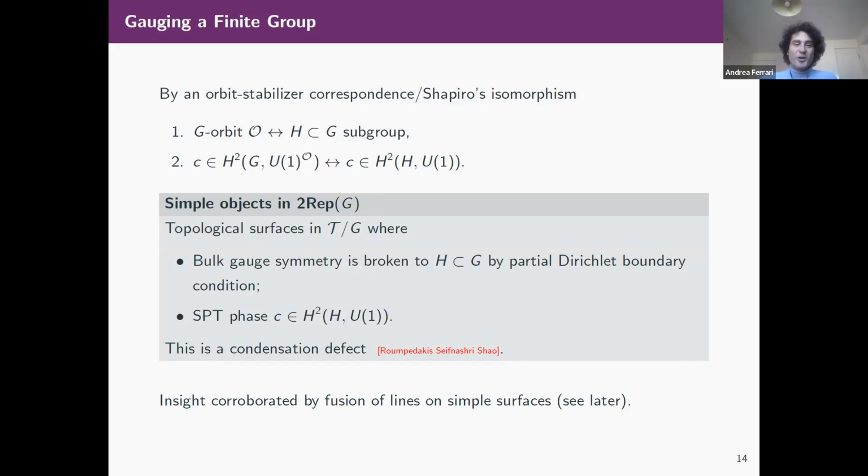So if we want to classify the simple objects in this category 2Rep G that we've got, we see that in general, we have objects where the bulk gauge symmetry is broken to a subgroup on the surface by partial Dirichlet boundary condition. And on top of this, we are stacking some SPT phase that is determined by this class here. That this, at least in some special cases, is a condensation defect follows from some recent papers of these people here. But we can gain some further insights into their condensation nature if we look at fusion of lines and simple surfaces. I will explain this fact in a second.